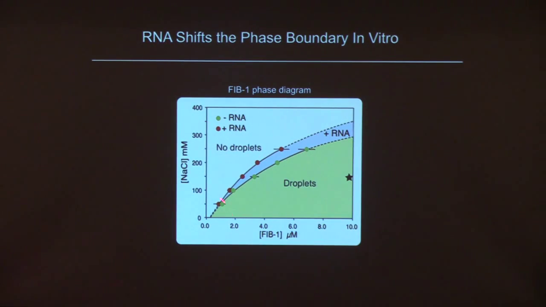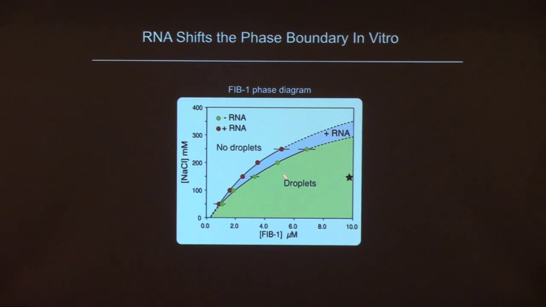Again, all in vitro. This is salt concentration. This is one of these proteins, Fib1. It's got this phase boundary at physiological concentrations. You get micromolar protein. The phase boundary is at micromolar protein, which is similar to what we have measured in cells. Now, I want to draw your attention to this again: if I add RNA, the phase boundary is shifted.